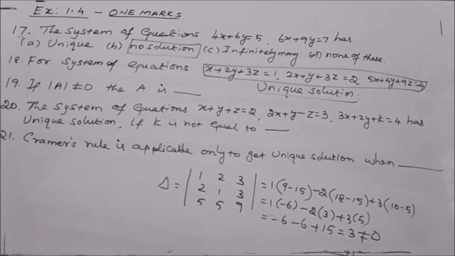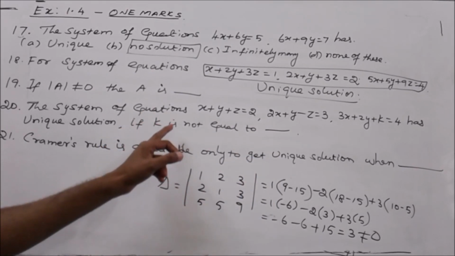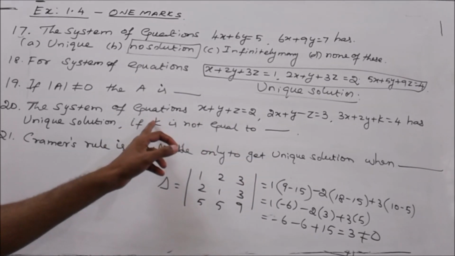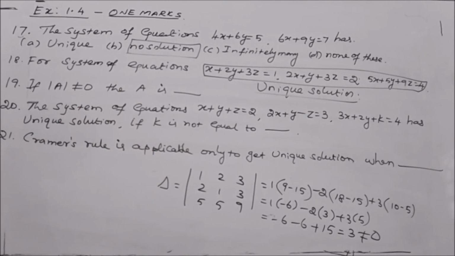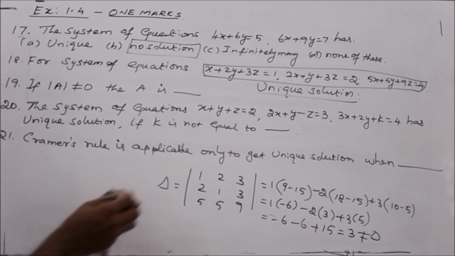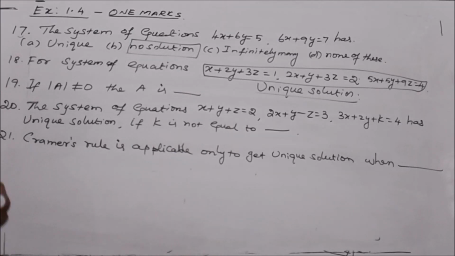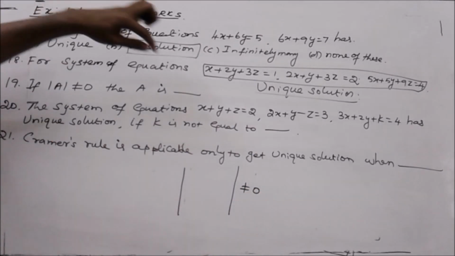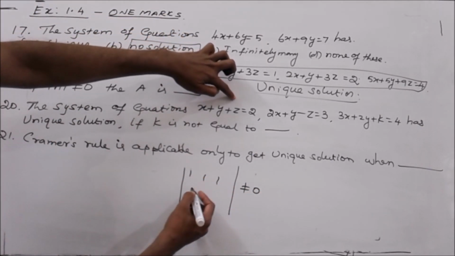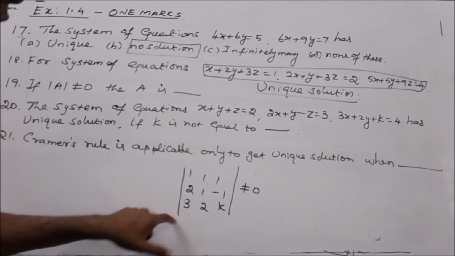Now the next question: the system of equations has a unique solution if k is not equal to dash. For what value of k does the system follow a unique solution? When a system follows a unique solution, its determinant value will be non-zero. So the determinant value is not equal to 0. Then find the values here: 1 1 1, 2 1 minus 1, 3 2 k is not equal to 0.